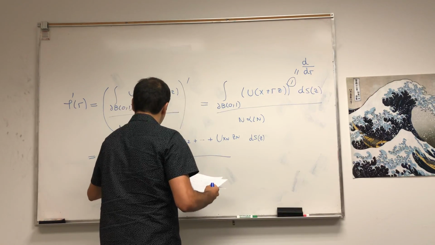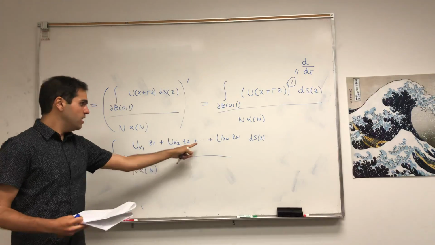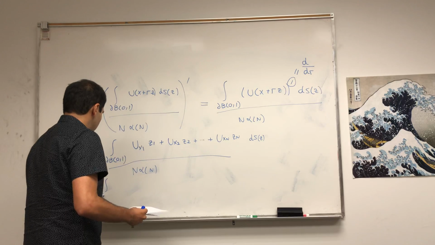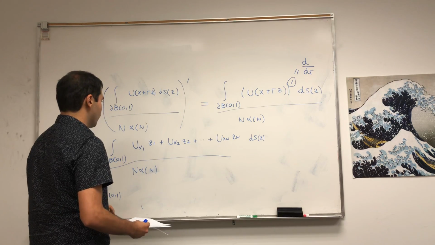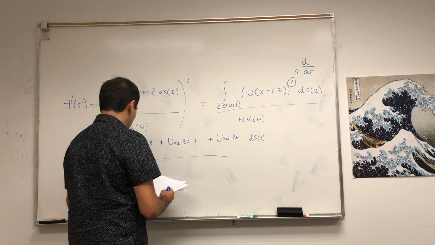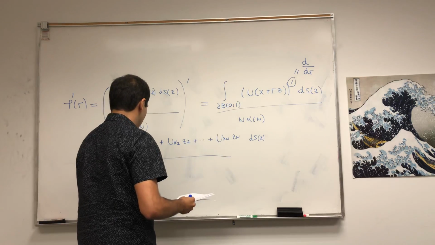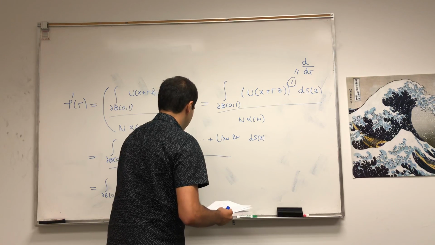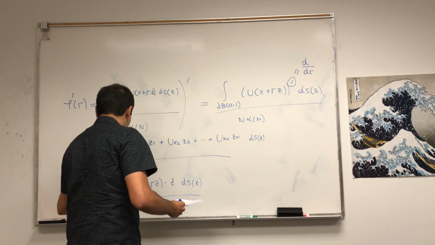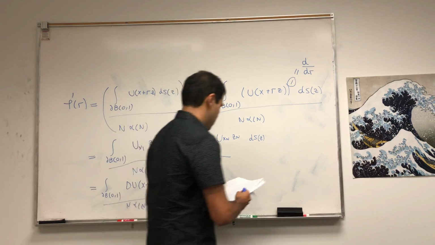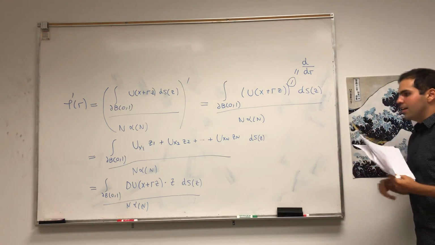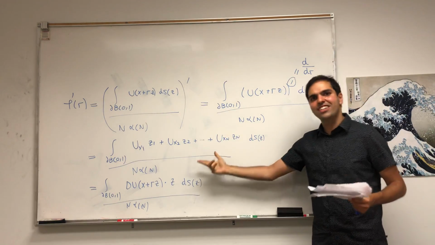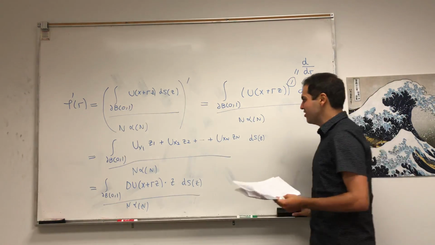And interestingly, we can actually write this in terms of a gradient. So that's the surface integral over the unit sphere of the gradient of u, in our original variables, x plus rz, dotted with z, and again ds of z, over n alpha n. Right? All this is good. And now, once we had our differentiation, it would be nice to go back to our original variables.